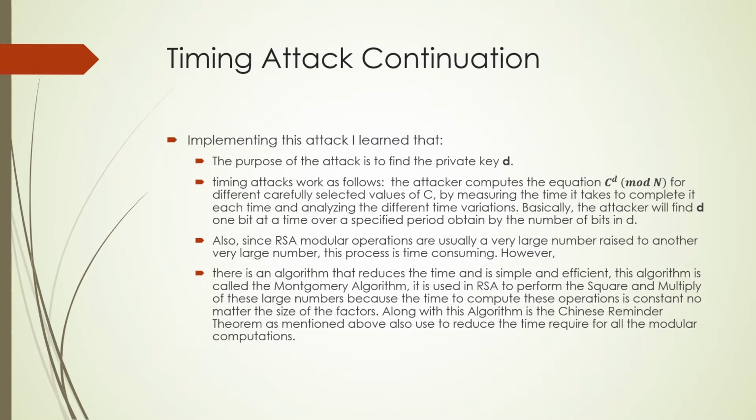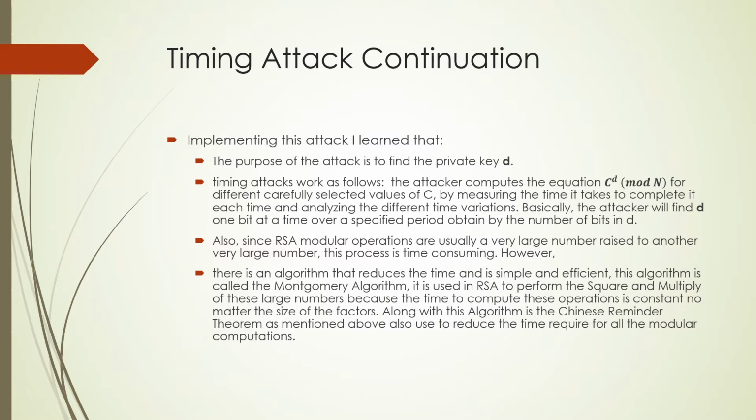In this attack, I learned that the purpose of the attack is to find the private key d. The way it works is as follows. The attacker will compute the equation c to the private key d mod n for different selected values of c, not calculated, selected values of c, by measuring the time it takes to complete it each time and analyzing the different time variations. So basically, the attacker will find d one bit at a time over a specified period that is obtained by the number of bits in d.